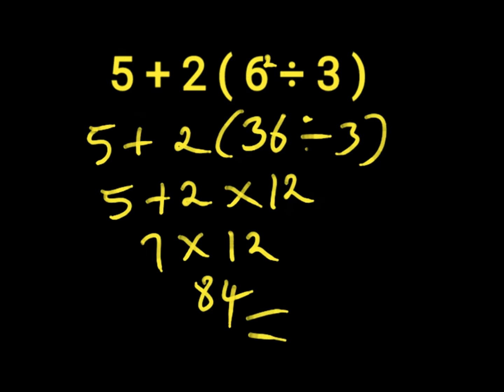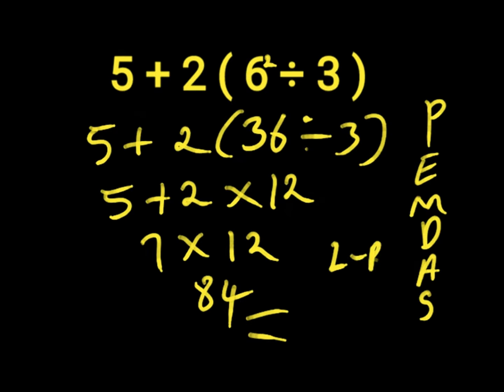And what if I say 84 is the wrong answer to this question? Because we did not work according to the order of operation, which is PEMDAS. In PEMDAS, we have the parentheses, exponents, multiplication, division, addition, and subtraction. Remember, multiplication and division have equal priorities, such as addition and subtraction, working from your left to your right in order to have a very correct answer.